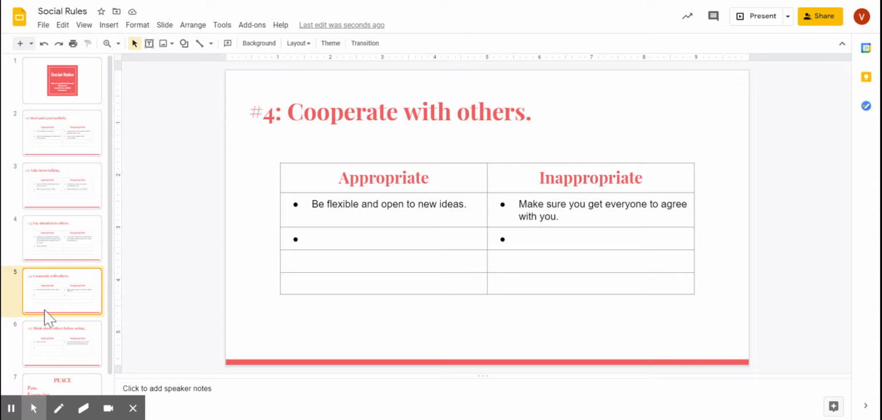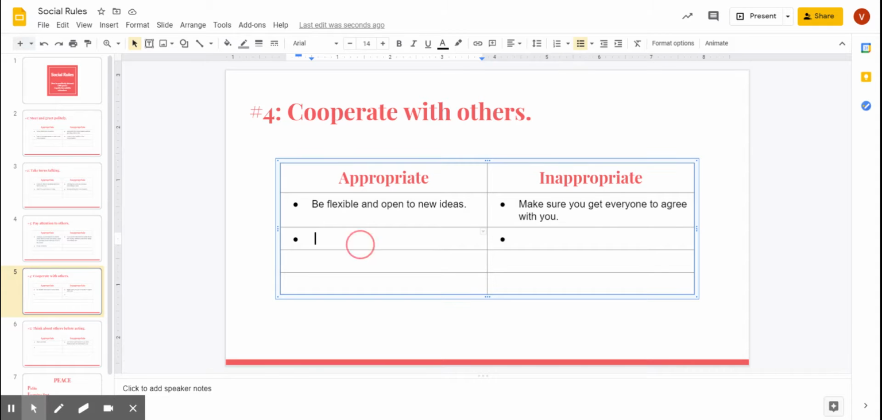Number 4 is to cooperate with others. One way to cooperate is to be flexible and open to new ideas. Inappropriate would be to make sure you get everyone to agree with you. They're not always going to agree, but that's okay. What's something really important as far as cooperating and getting along with others?